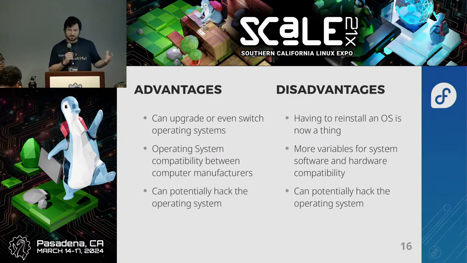And you can potentially hack the operating system. The disadvantages: having to reinstall an OS is now a thing. Before the DOS era, we didn't really have to do that very often. There are now more variables to system, software, and hardware compatibility. How often do you have stuff that's put out for Windows that works on some machines and not others? That was a really common problem back then. And the disadvantage, you could potentially hack the operating system.